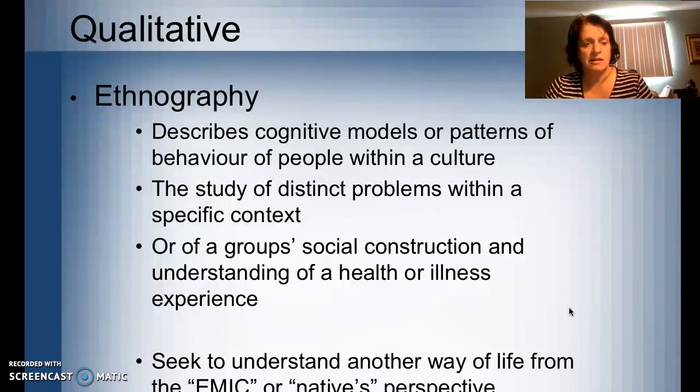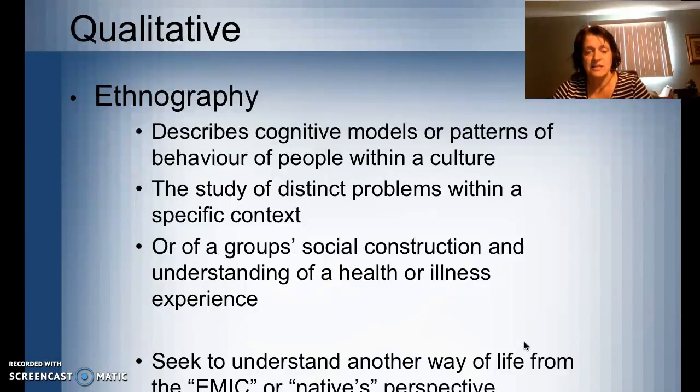Now, the next design choice I'd like to explain is ethnography, or I should say review. Ethnography is a qualitative choice where you're really examining models of cognition or ways of thinking or patterns of behavior for people within a culture, and consider that the word culture needs to be almost in quotations, because it's not always ethnic. It can be a culture of people that have common ground for some other reason, such as homelessness or ICU nurses or sex trade workers or nursing students.